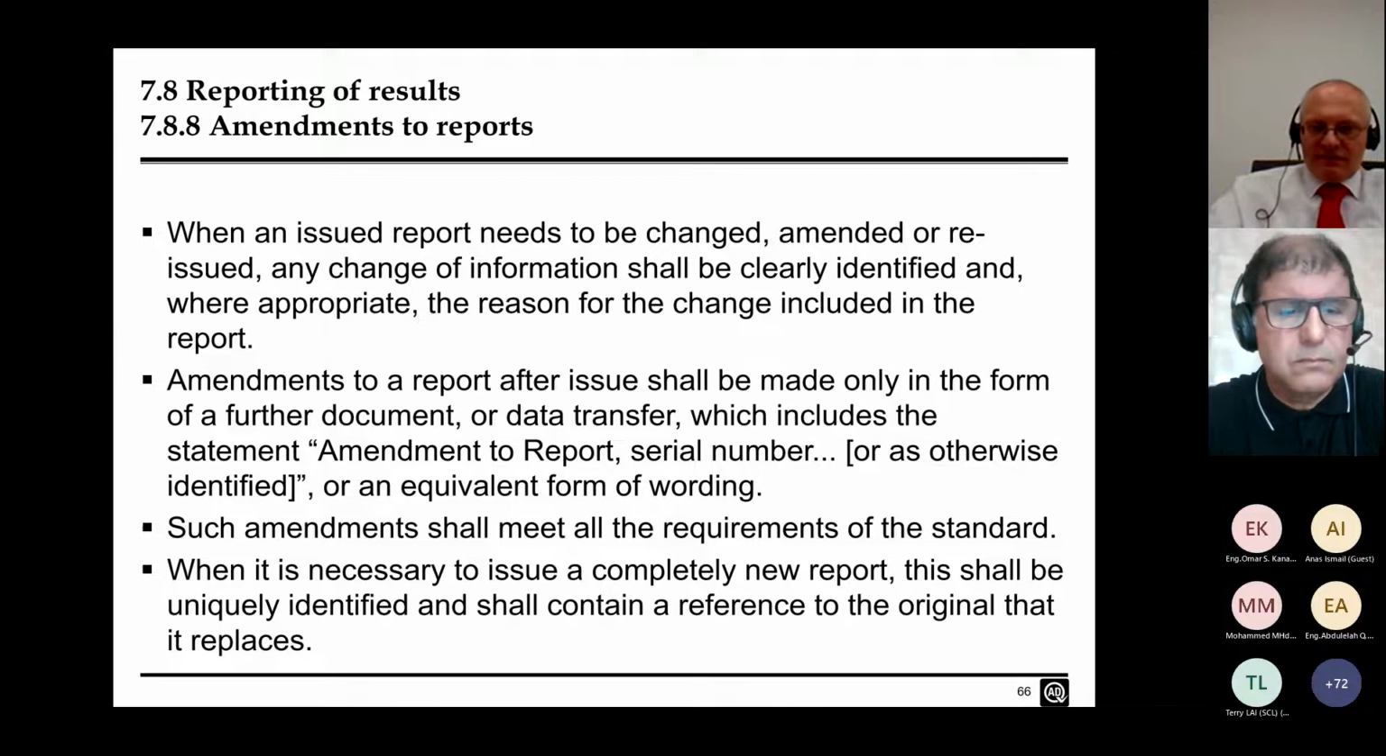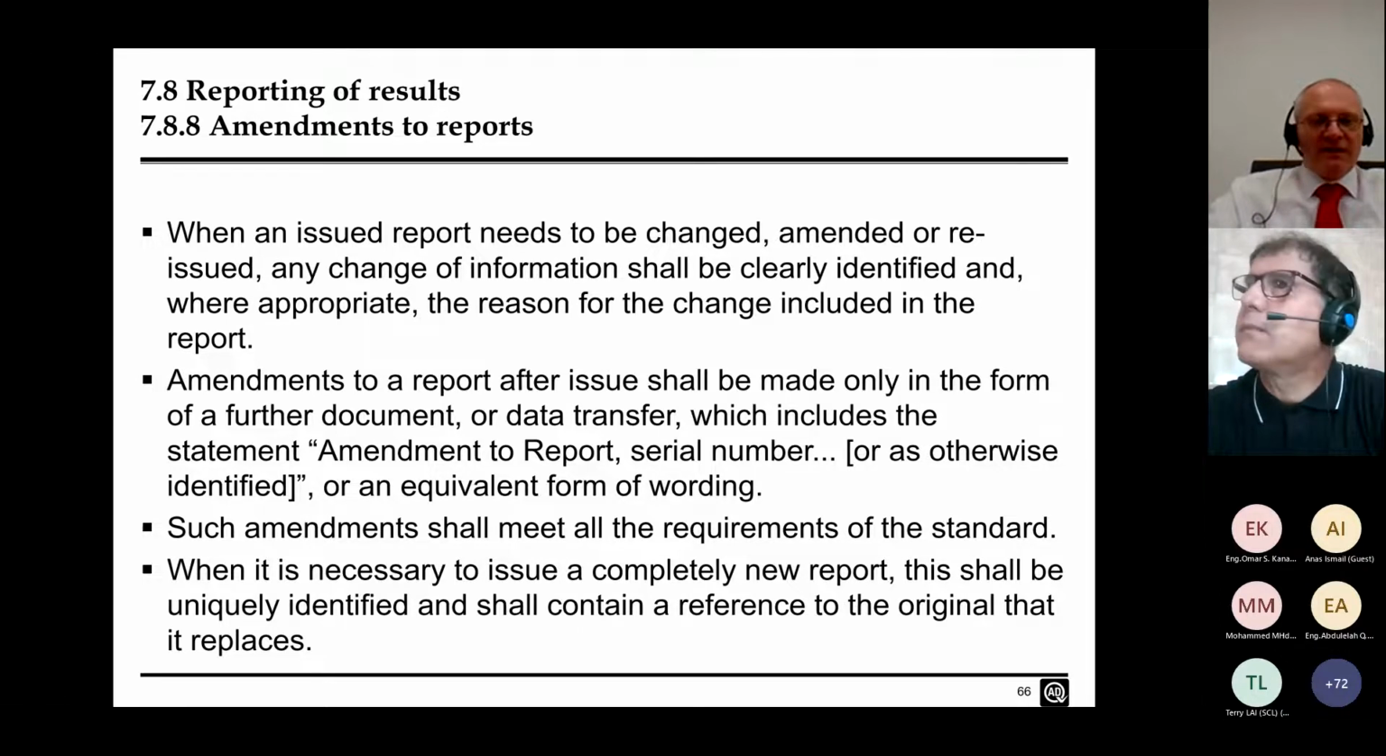Amendments after issue have to be made as a further document or a data transfer, and it has to include the statement, amendment to report serial number, whatever, or an equivalent form of wording. So people need to realize this is an amendment to a previous report, and therefore the previous report should not be used, and this is the new one. Any amendments have to meet all the requirements of the standard and the regulators and the customer and your accreditation body.